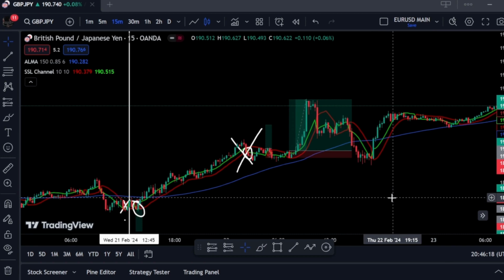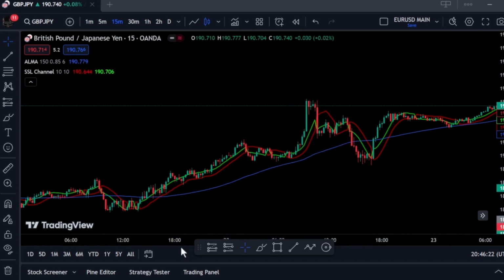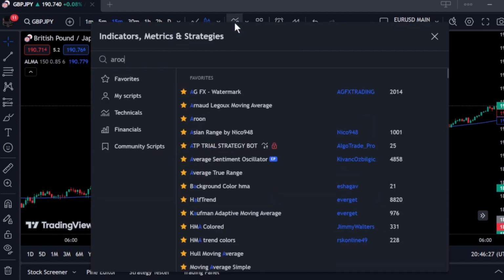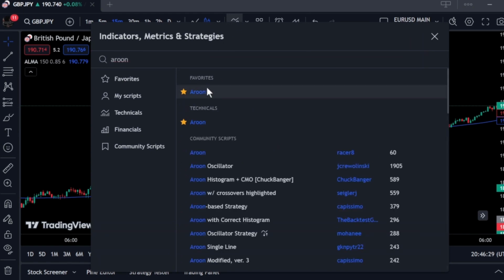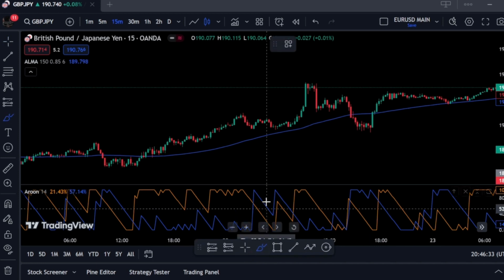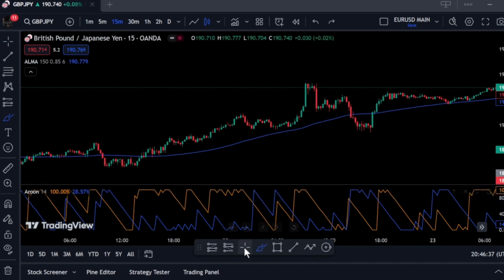Finally, last but definitely not the least is the Arun indicator. To add this indicator, click on the Indicators tab and type Arun. Select the default one. Now this indicator gives a buy signal when the yellow line crosses the blue to the upside and a sell signal when the blue line crosses the yellow line to the upside. You can also change the colors for easier readable signals.